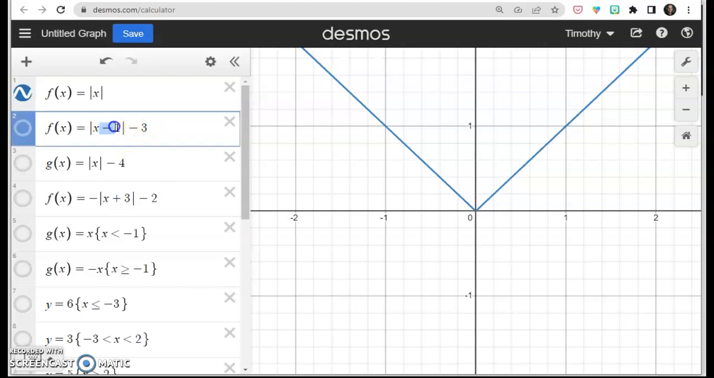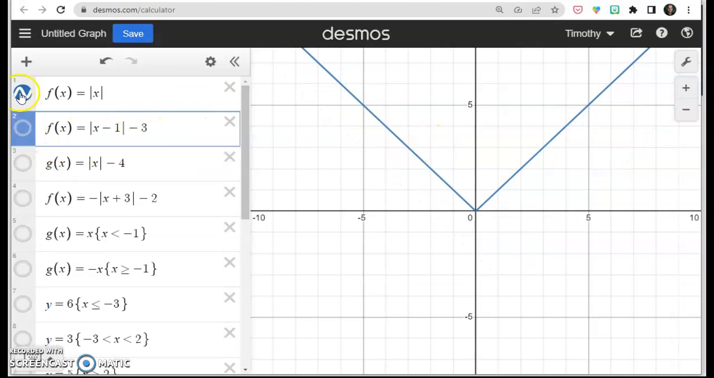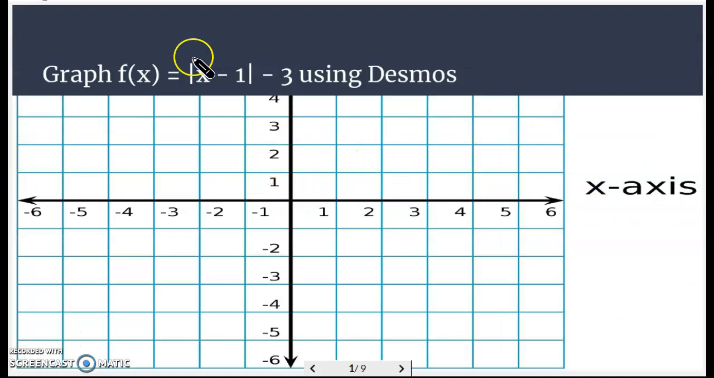However, if I were to take the absolute value of x minus 1, minus 3, notice the minus 1 next to the x means we're going to be moving to the right one, and we'll also be shifting it down 3. So picture this graph moved to the right 1 and down 3. And then we can see it from there. They seem to be the same color there, so let me turn that one off, and there we go. We can see that.